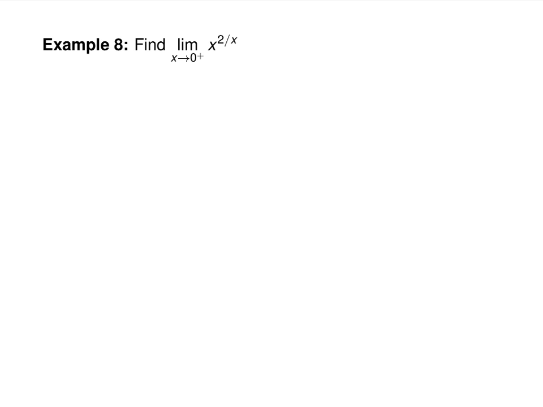So here's an example. This thing, first of all, is 0 to the power of infinity. Does that make sense as to why that's true? This x is obviously going to 0, right? 2 divided by a little positive number makes a big infinity, right? That's a 0 to the infinity form.